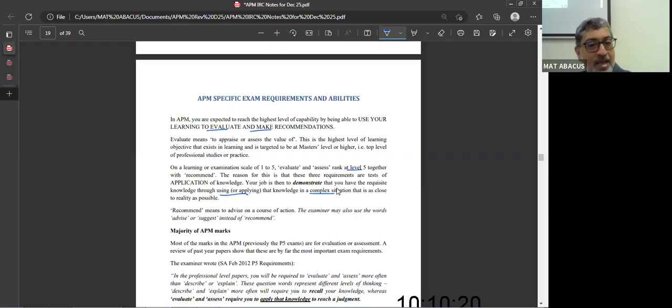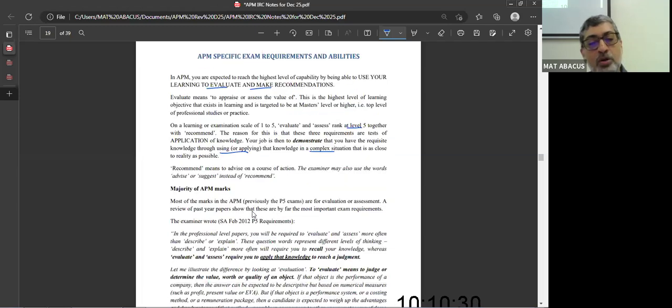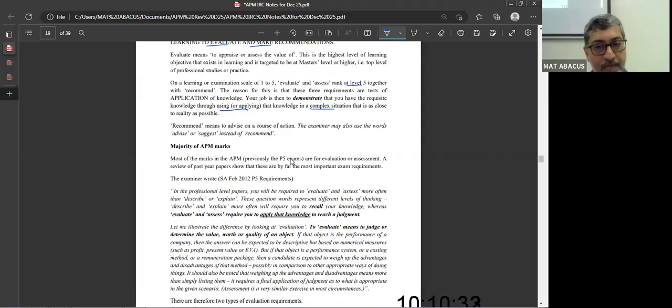So recommend, for example, means to advise on a course of action, and the examiner may also use the words advise or suggest. So the majority of the marks in APM, before that we used to call it P5, are for evaluation or assessment. A review of past year papers shows that these are by far the most important exam requirements.